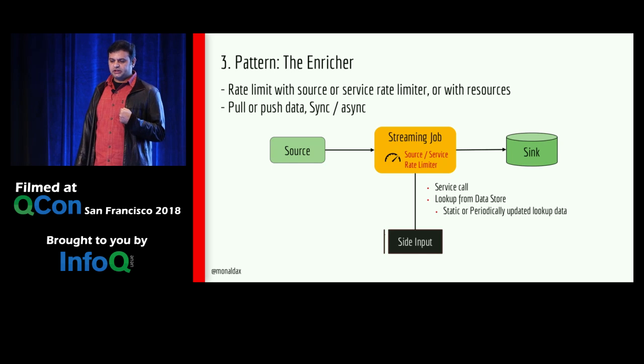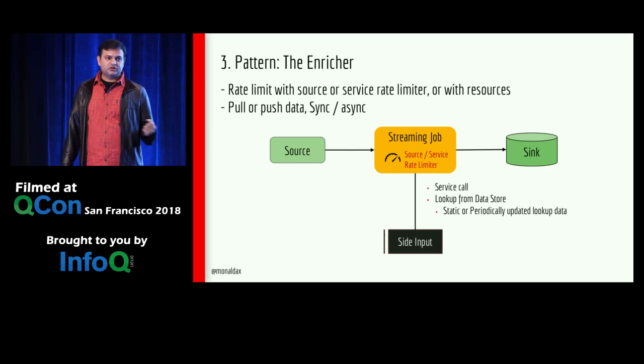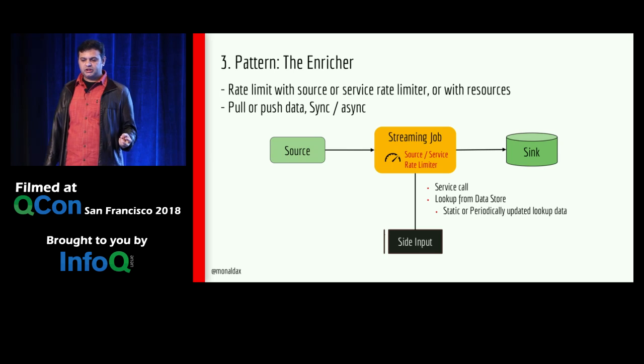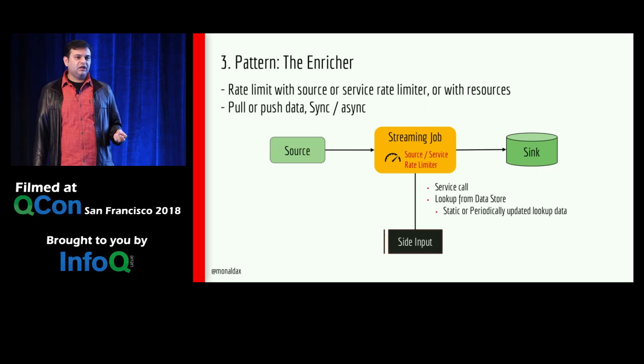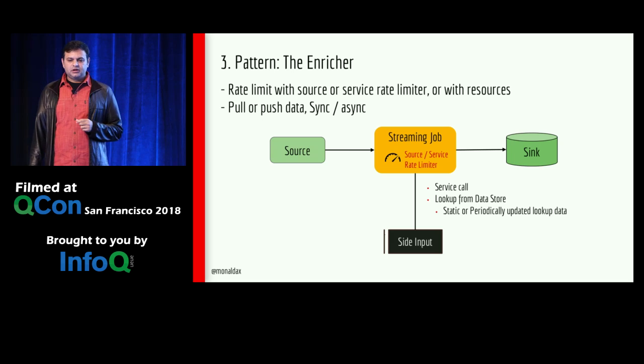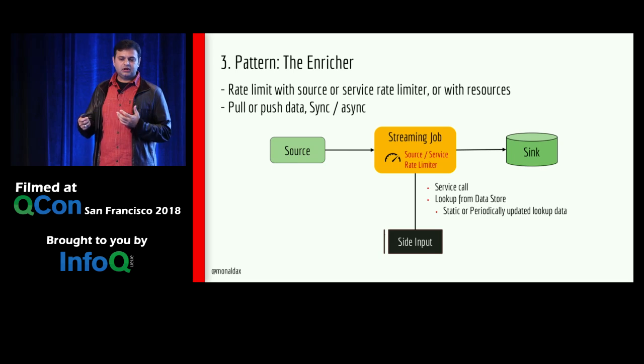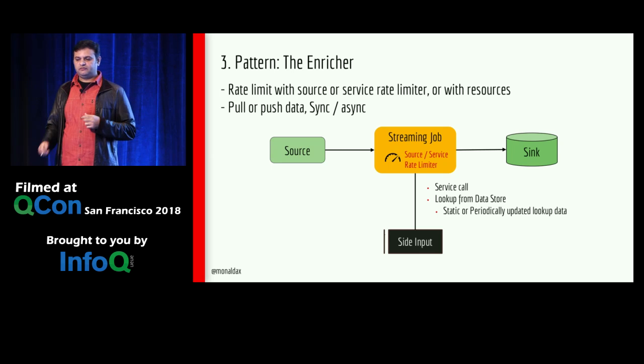And what it says is you can connect to a side input, and the side input could be a service call, it could be a lookup from a data store, or it could be data from a data store that's cached locally but refreshed frequently and periodically. And so the data can be either pulled or pushed or gathered, say, in a sync or an async fashion.